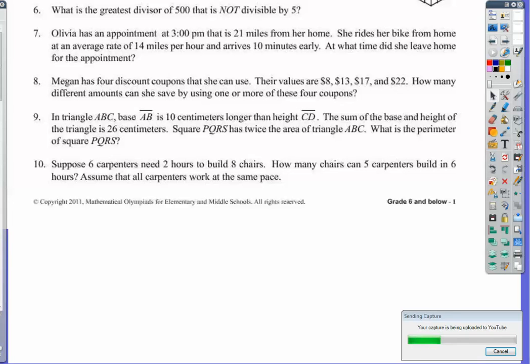All right, number 6. We are looking for the greatest divisor of 500 that is not divisible by 5. In other words, we want a number that goes into 500, but 5 does not go into it. So we're talking about something called prime factorization. We want to figure out what prime numbers multiplied together equal 500.